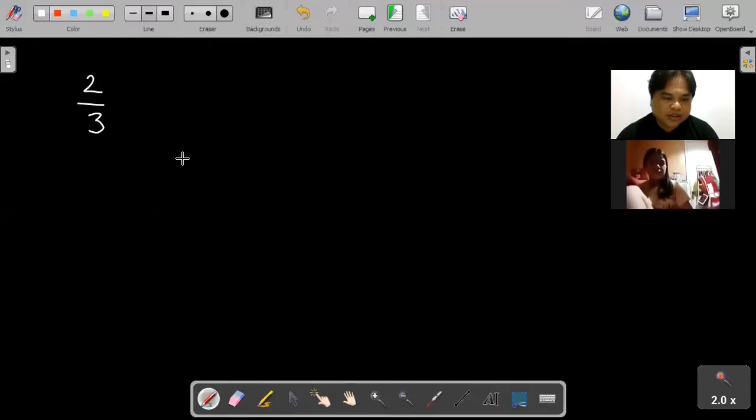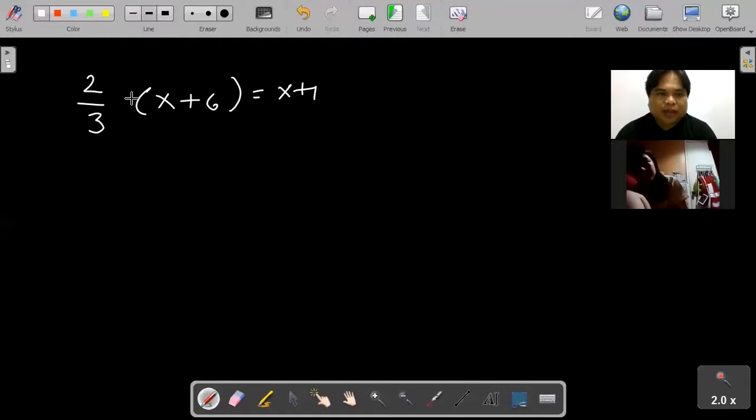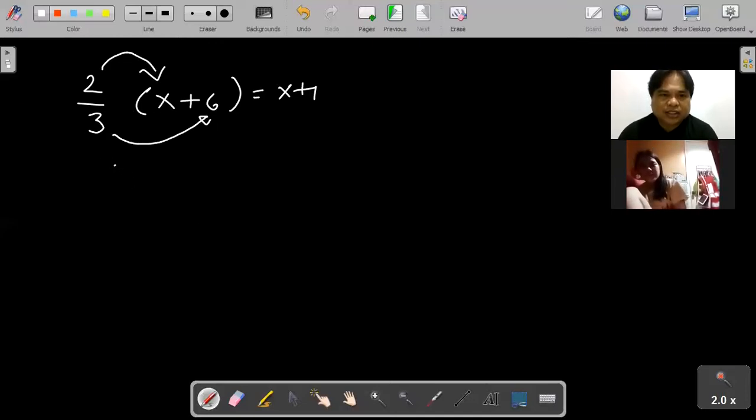2/3 x plus 6 is equal to x plus 1. Okay. What will happen? Multiply this. You distribute the 2/3, multiply it with x, and multiply it to 6. So this becomes 2/3 x plus 2/3 times 6.